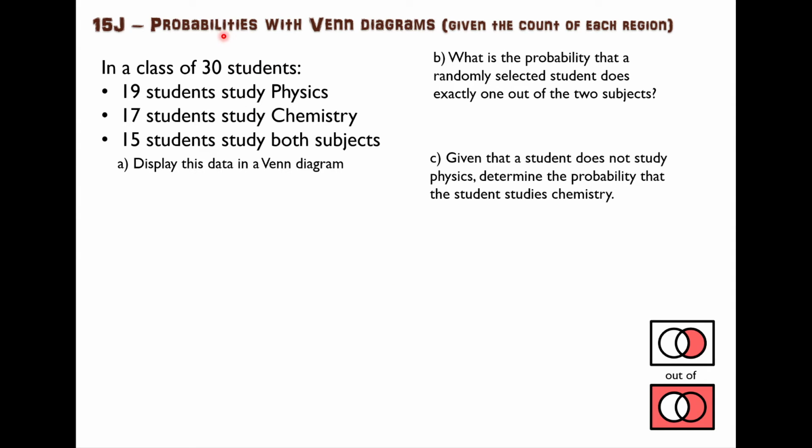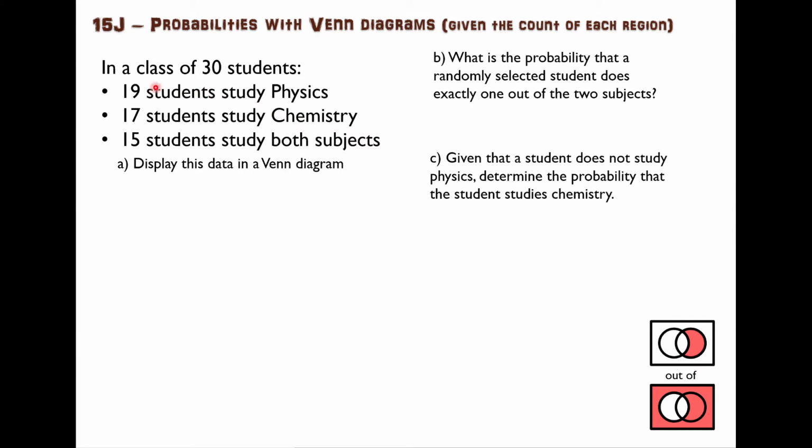Hello, welcome back. Let's look at probabilities with Venn diagrams when we are given the count in each region. In this scenario, we're told that we have a class of 30 students. 19 of these students study physics. 17 of these students study chemistry. Whoa, let's just stop right there.